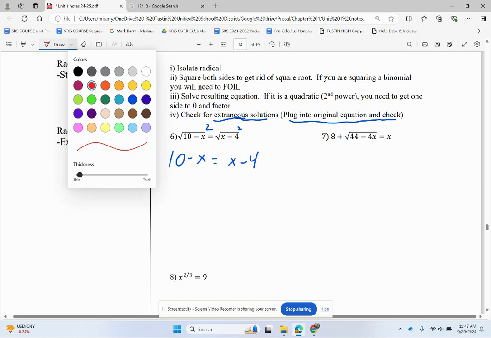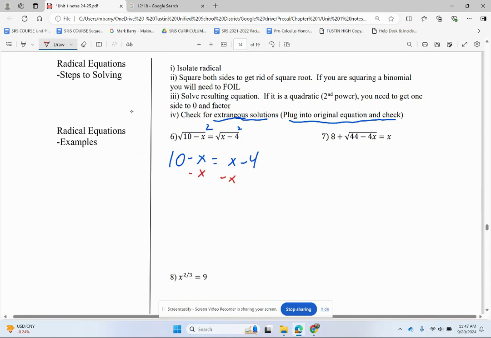Since it's all first power, we can just get all of our variables on one side. So I'm going to subtract x over here, and then I'm going to get all my numbers to the other side. So I'm going to subtract 10 over there. So this will give me negative 2x on the left side equals negative 14 on the right side. I would divide by negative 2, and then x equals 7.